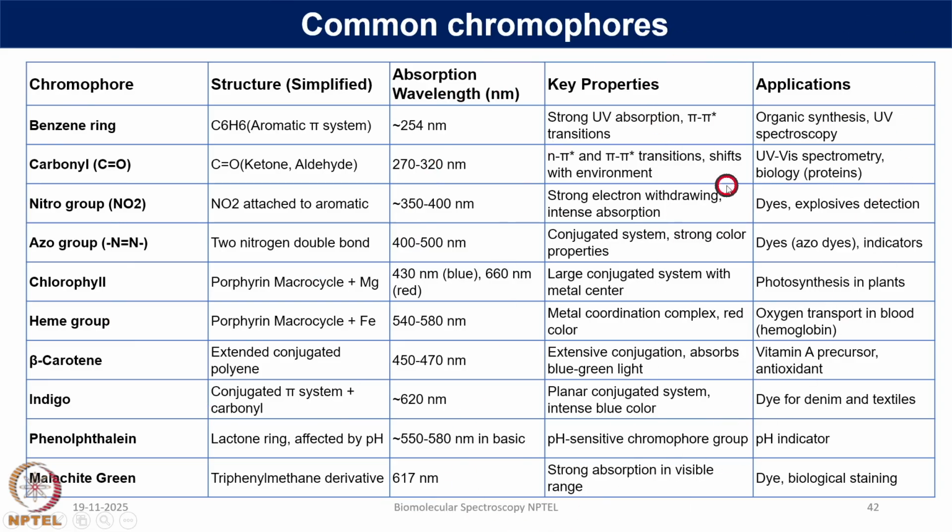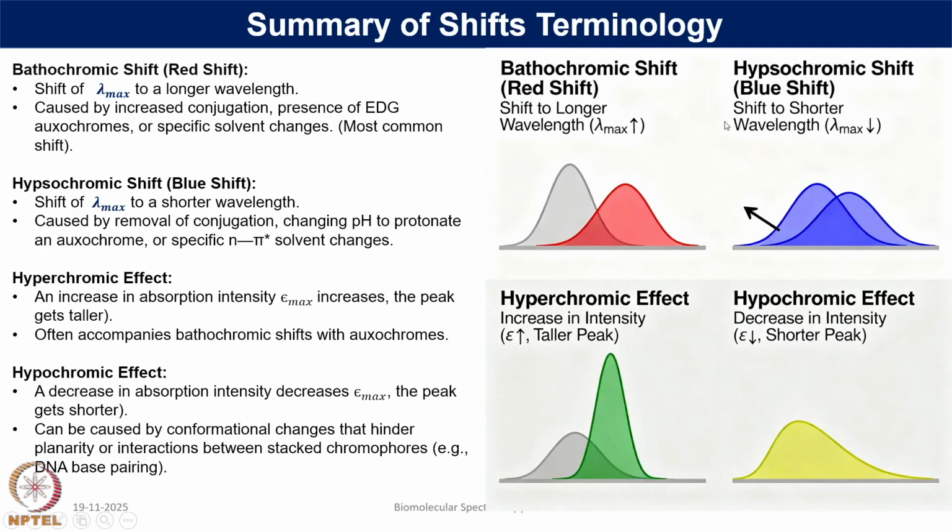So, if you look at the applications of absorption, they range all the way from basic science to the dye industry, to the staining of textiles or dyes, and to biology, like photosynthesis or the oxygen transport that happens in our body, right. So, here is a summary of the shift terminology that we looked at.